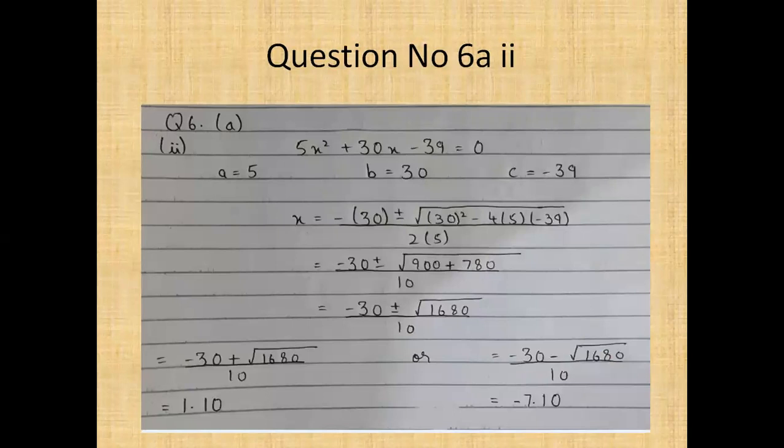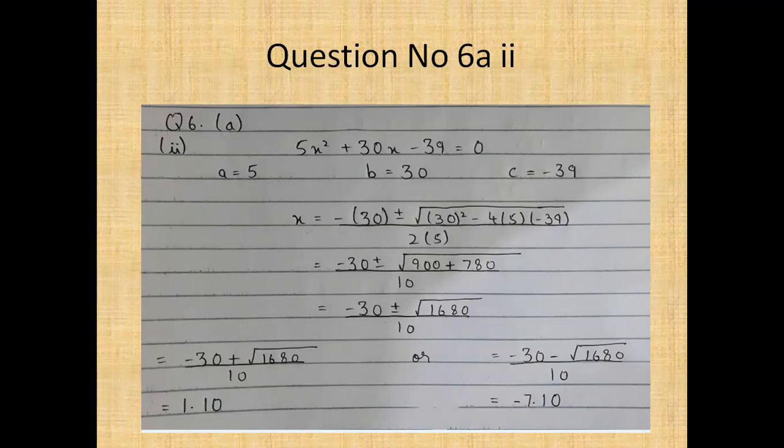Okay, so a is 5, b is 30, c is minus 39. We will apply the quadratic formula. The quadratic formula is x equals minus b plus minus under root b square minus 4ac divided by 2a. And just substitute the values of a, b, and c. So you will have minus 30 plus minus, and 30 square will be 900 minus 4 multiply 5 multiply minus 39, that will be plus 780. So 900 plus 780, that will be 1680, and the whole thing divided by 2 into 5, that is 10.